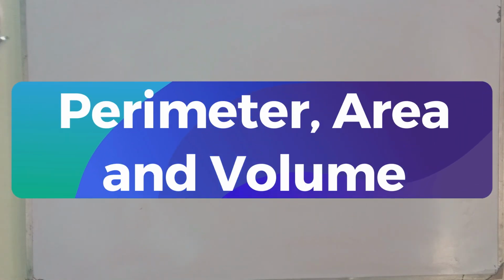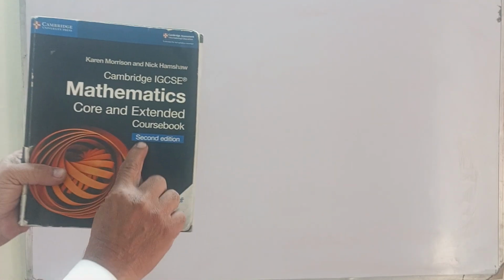And I think we were doing perimeters, area, and volumes from this book. I always show you this book, and some of my students have also requested me to get the third edition as well. I have been to the old book market, but I couldn't find it.